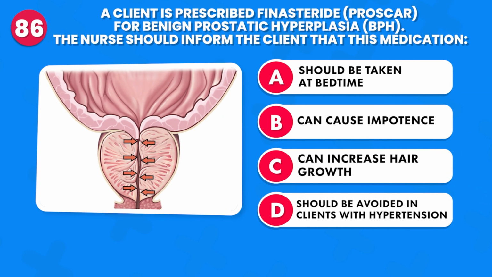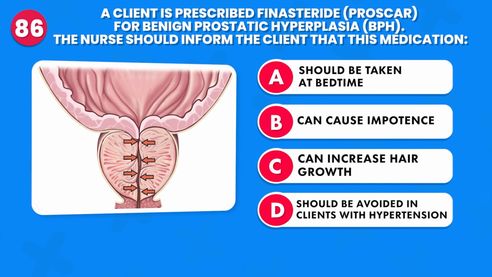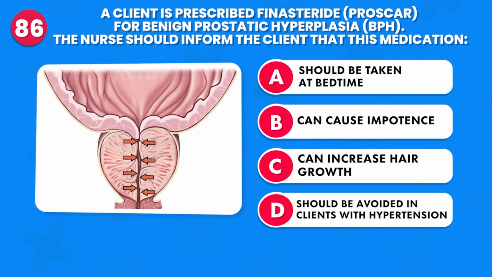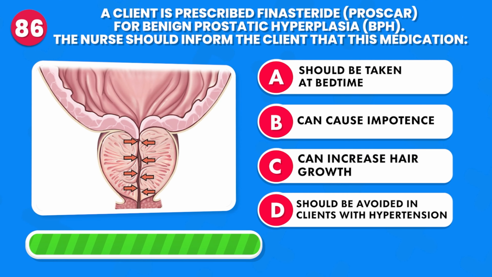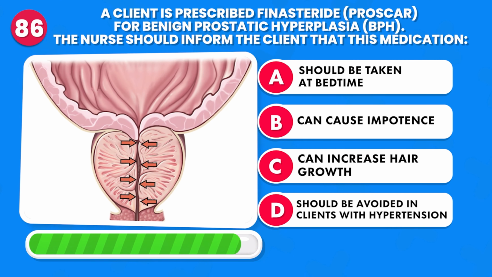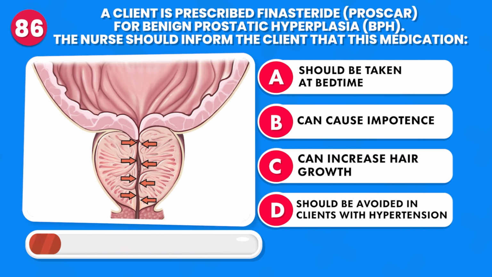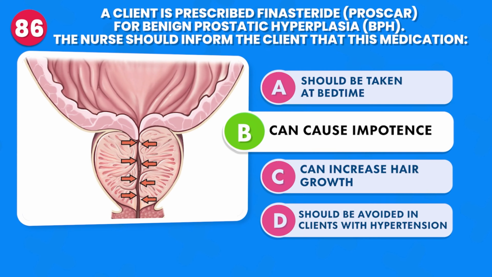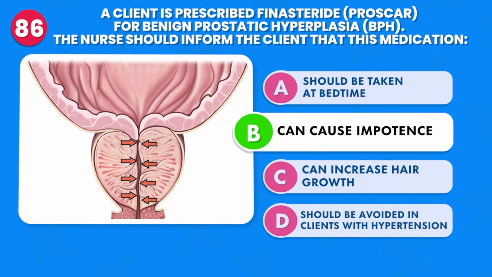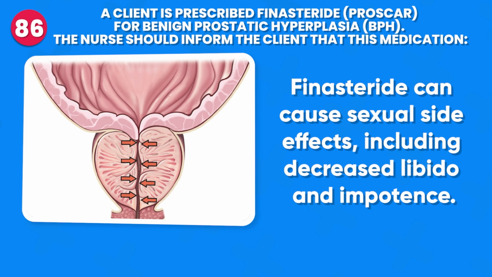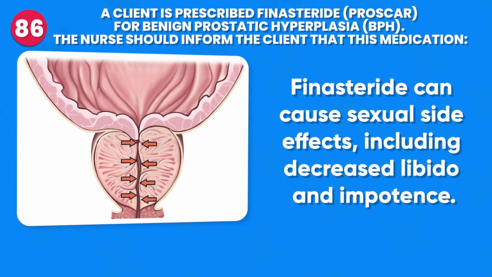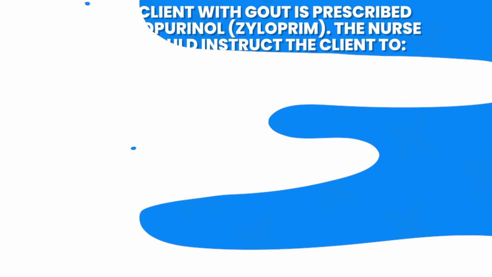A client is prescribed finasteride, Proscar, for benign prostatic hyperplasia, BPH. The nurse should inform the client that this medication, A, should be taken at bedtime, B, can cause impotence, C, can increase hair growth, D, should be avoided in clients with hypertension. It's B, can cause impotence. Finasteride can cause sexual side effects, including decreased libido and impotence.